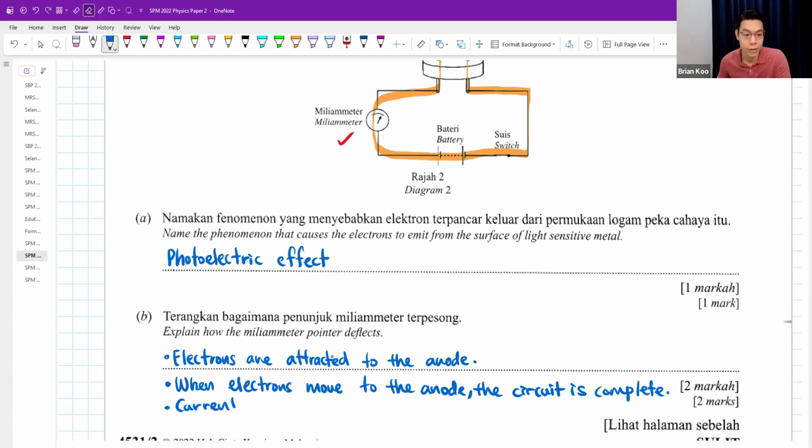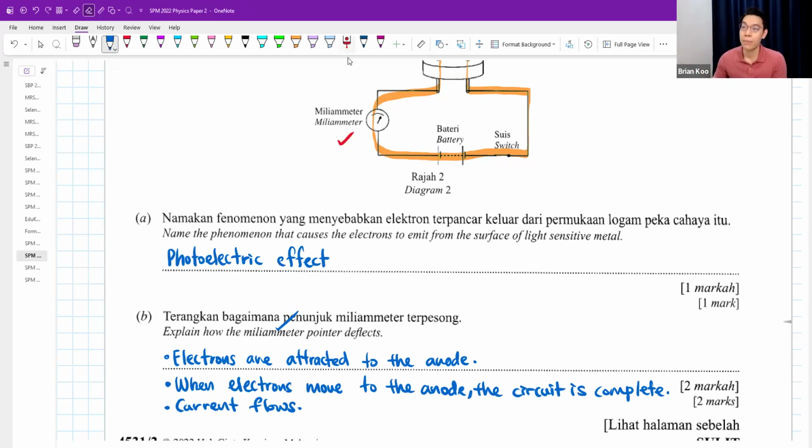Current flows. That's how the milliammeter pointer deflects. If you want to add the definition of current, you can say it's the rate of flow of charge. Okay, so the whole idea is you just say the electrons will go over. When it finally goes over, the circuit is complete and current would flow.